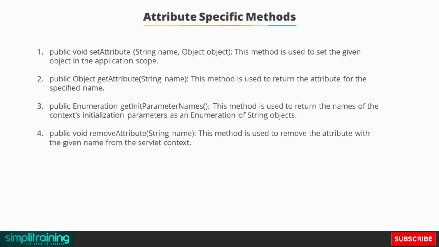Public void setAttribute is the first method available, which is used to set the given object in the application scope. We have getAttribute, which is used to return the value of the attribute. We have getInitParameterNames, which is used to return the names of the context initialization parameters as an enumeration, and removeAttribute, which is used to remove the attribute with the given name from the servlet context.